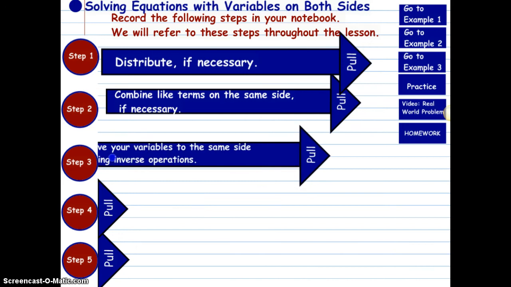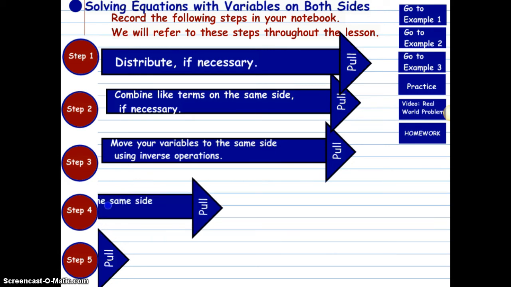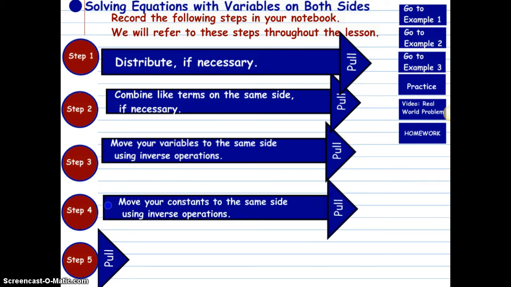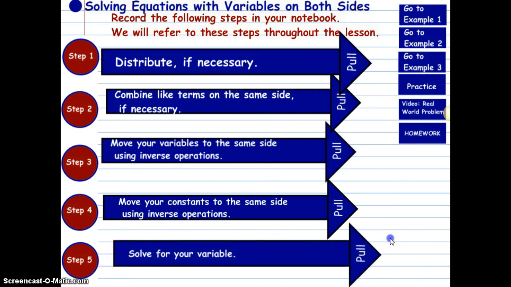Step 3, move your variables to the same side using inverse operations. So you get all the variables to one side. And after that, we're going to get all of our constants to the other side using inverse operations. And very last, we will solve for our variable. So we're going to come back to this a ton, and we will spend more than one day on this. Pause it if you need to. We're going to do one more example, and then I'll stop for today.